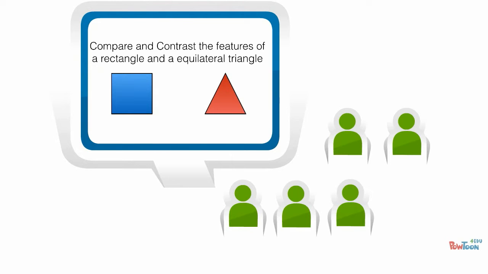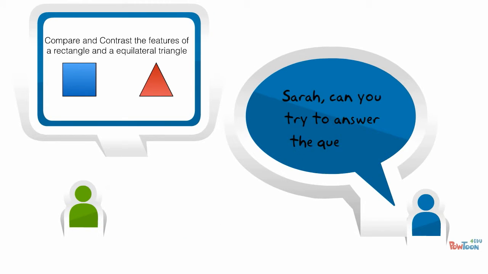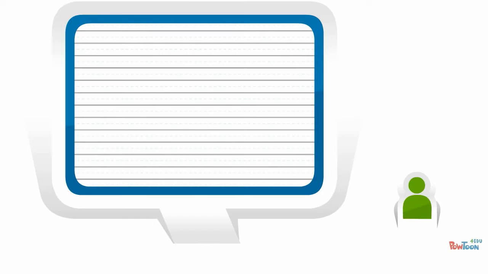Let's take this simple task as an example. Students are asked to compare and contrast the features of two different shapes. Sarah is asked to compare and contrast a square with a triangle. Here is Sarah's response and the teacher's feedback to that response.